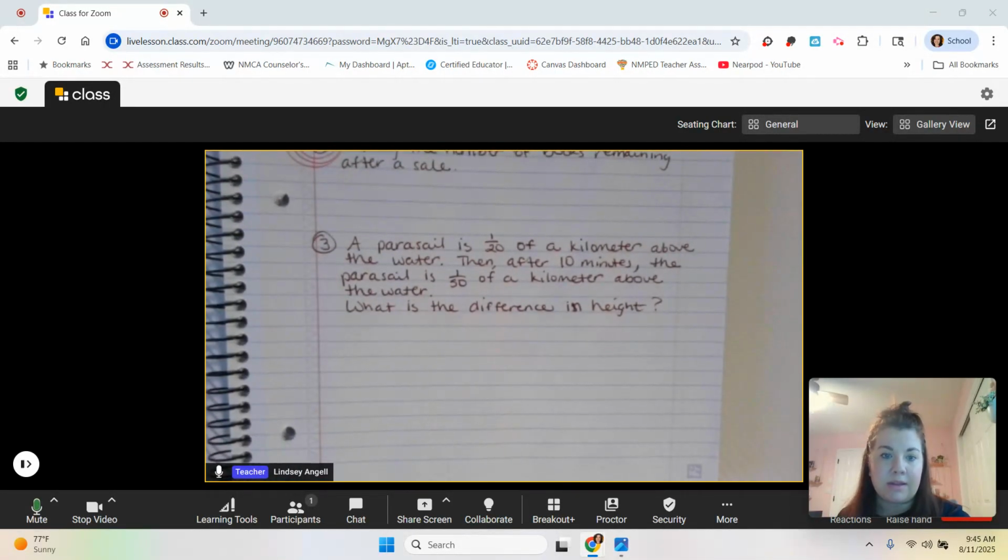All right, last one. This is number 5, or at least for me on the quick check, it's number 5. Okay? I figured this one adds a little more complexity, so I thought we should go through it together. A parasail is 1/20th of a kilometer above the water. Then after 10 minutes, the parasail is 1/50th of a kilometer above the water. What is the difference in height?